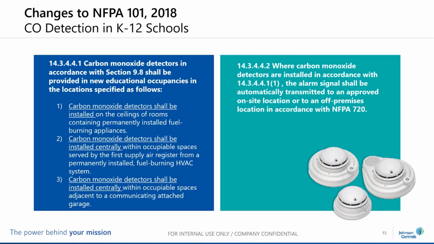So the first change, in Chapter 14, Section 14.3.4.1, is that only carbon monoxide detectors are permitted to be installed in new K through 12 educational occupancy schools, and they deleted the reference to CO alarms. Again, it's all about terminology. And as mentioned previously, the UL product standard stipulates CO alarms are only intended to be installed in dwelling units and sleeping units, not in open areas or other areas of a facility.